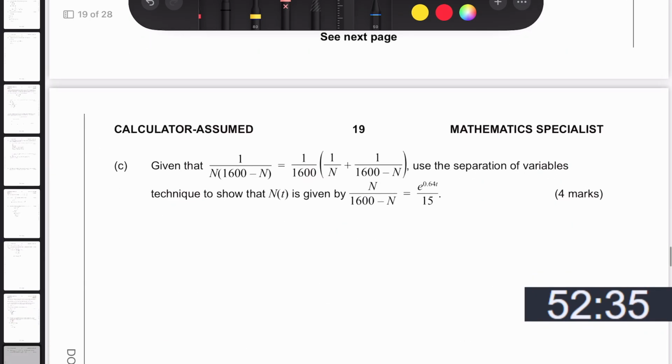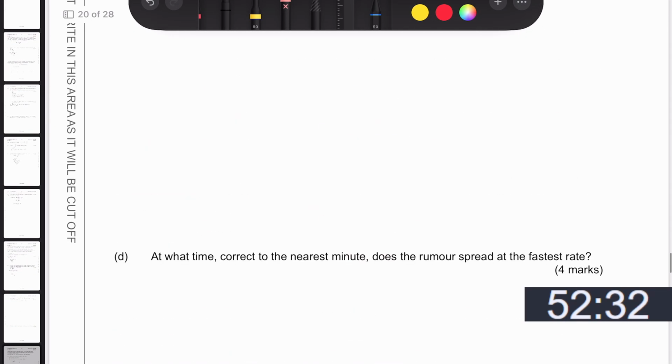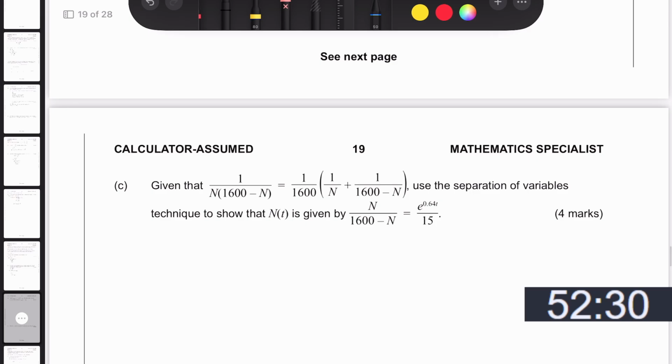Okay, page 19. Wow, we are steamrolling ahead. Given that that is equal to that, use the separation of variables technique to show that n of t is given by that.